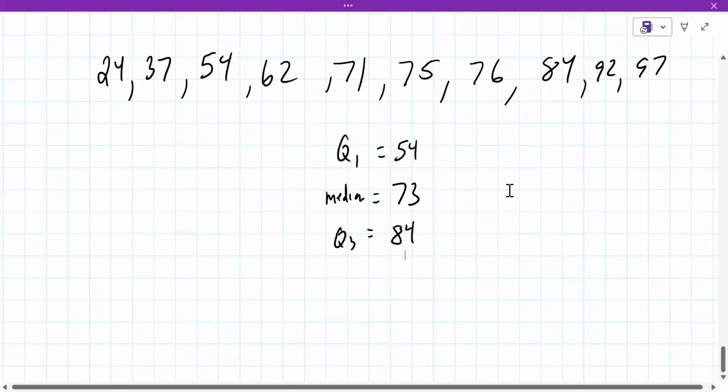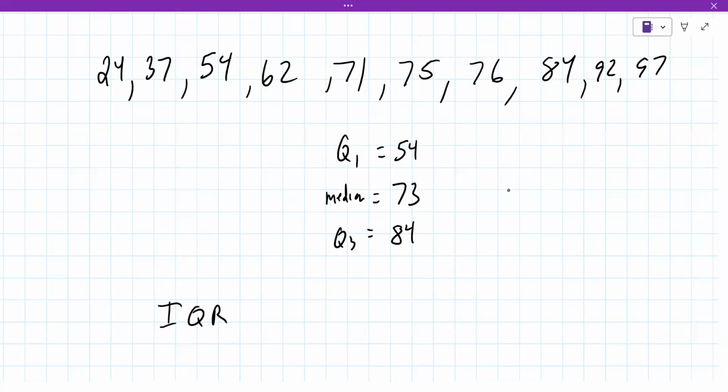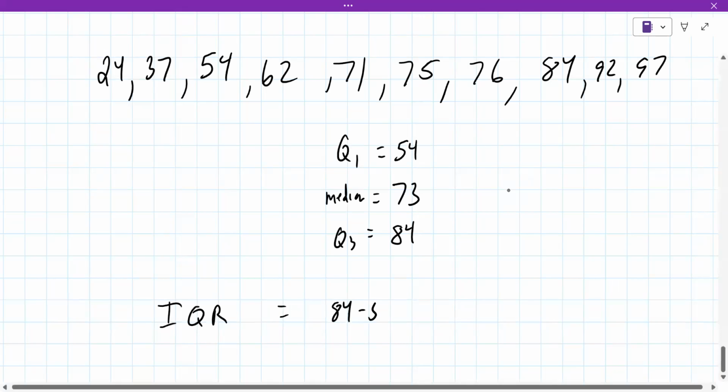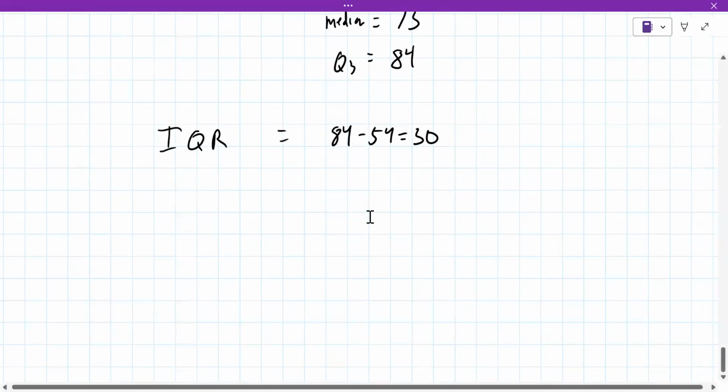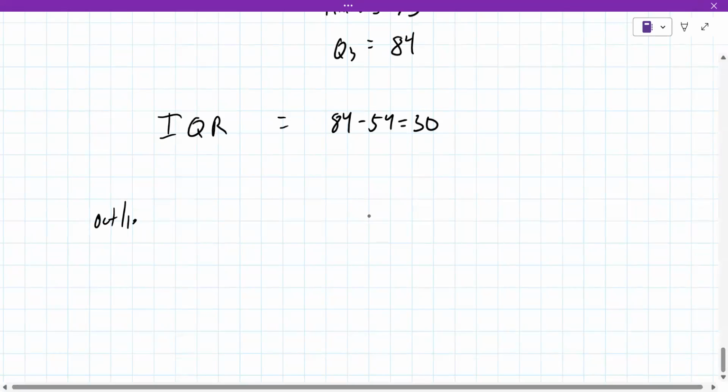That's okay. So the next thing is to find the IQR. Could you do that for us, please? 30. It is 30. It is 84 minus 54, which is 30. Now, to find outliers, you have to do what's called the upper fence and lower fence calculation. So the upper fence is Q3 plus 1.5 times the IQR.